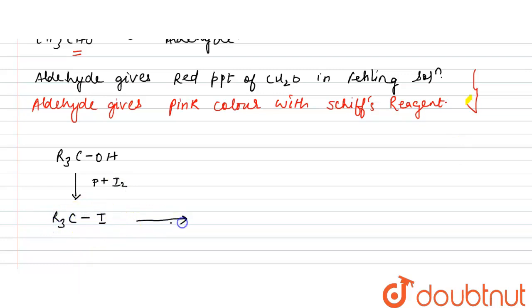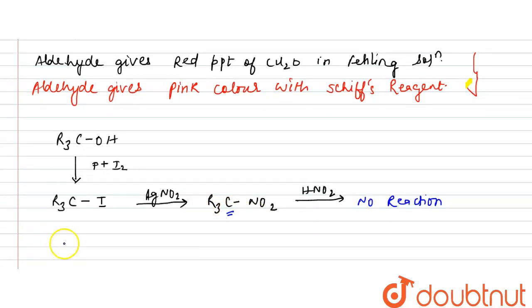And then finally it is treated with what? It's treated with AgNO2 to give you R3CNO2, right? And then finally it is treated with HNO2, and when it is treated with HNO2 there is no reaction because it does not have any hydrogen. It is having 3 alkyl groups because it is a tertiary alcohol, so no reaction is performed. So what you will say that tertiary alcohols do not give Victor-Meyer test.